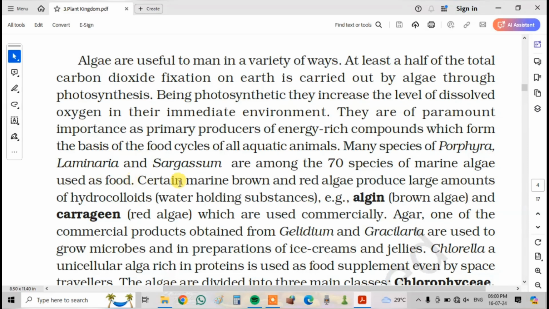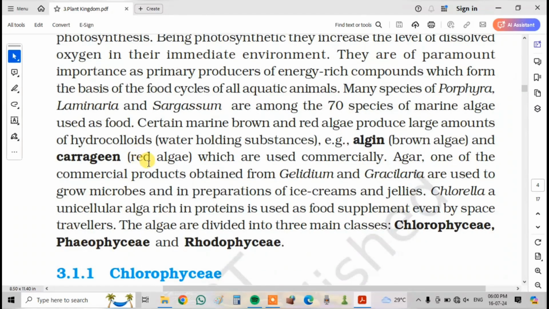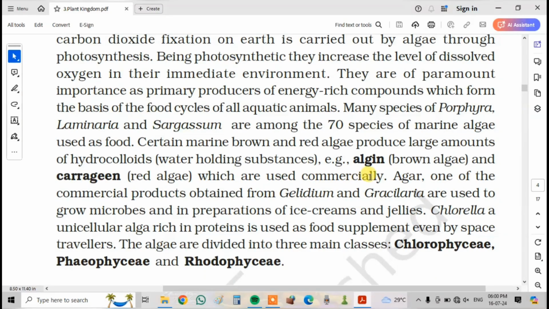Many species of Porphyra, Laminaria and Sargassum are among the 70 species of marine algae used as food. Certain marine brown and red algae produce large amounts of hydrocolloids, water-holding substances, for example algin in brown algae and carrageen in red algae, which are used commercially. Agar, one of the commercial products, is obtained from Gelidium and Gracilaria, and is used to grow microbes and in preparation of ice creams and jellies. Chlorella, a unicellular alga rich in protein, is used as a food supplement even by space travelers.